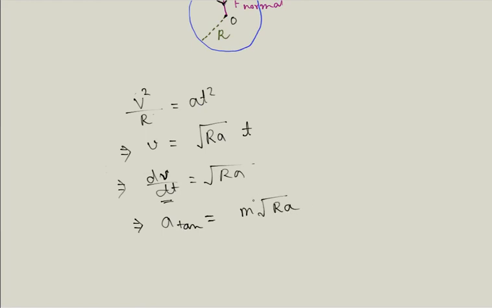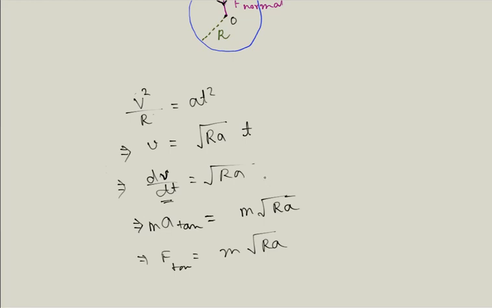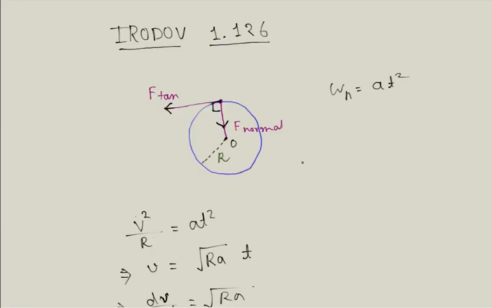So the tangential force will be this one. So now we have to calculate the instantaneous power developed. Sorry, it is the acceleration. Mass times acceleration will give the force, so this is the expression of tangential force. So the instantaneous power developed is the dot product of velocity and force vector.